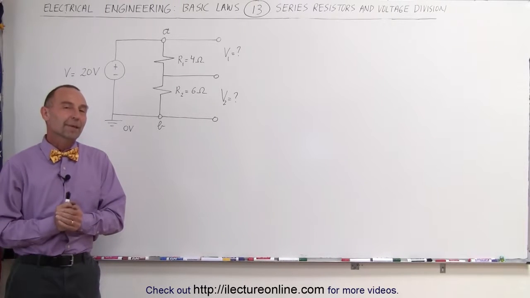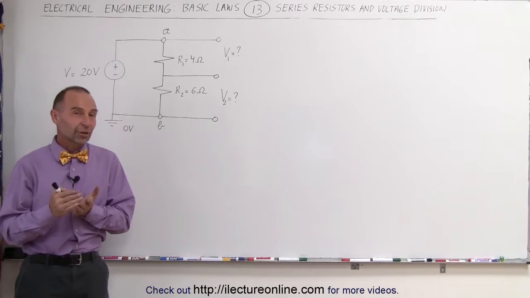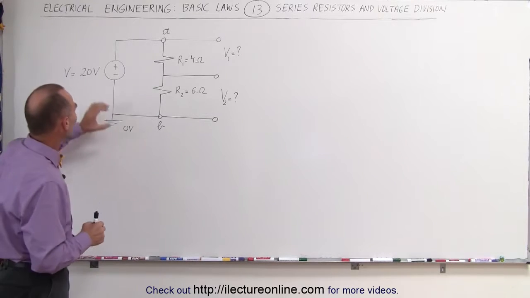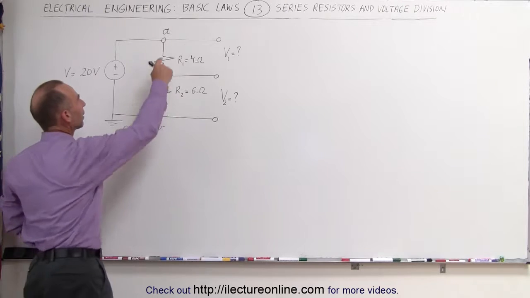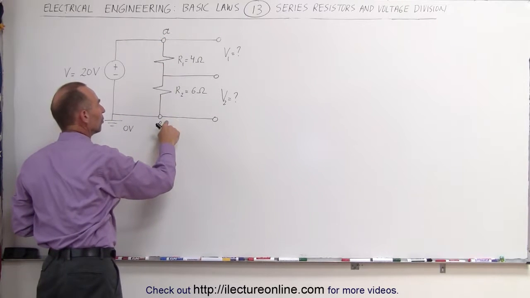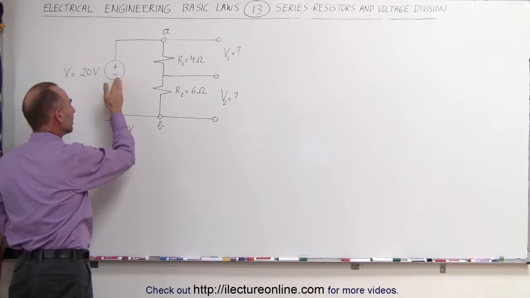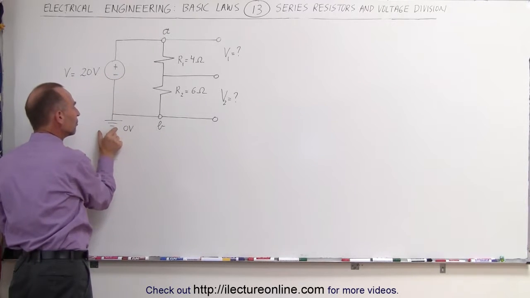Welcome to Electron. Now we're going to take a look at a series circuit and what we also call a voltage divider. Here we have a 20 volt source. Here are the output terminals of the source. Also notice that we've connected the negative end of the voltage source to ground, which means we force that to be 0 volts.